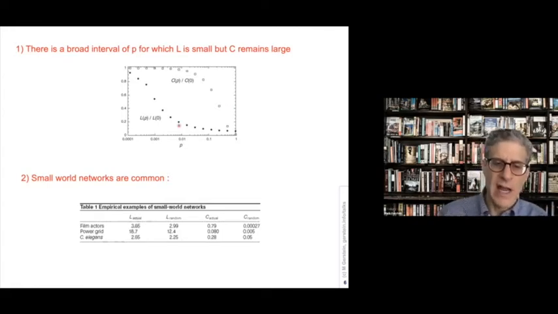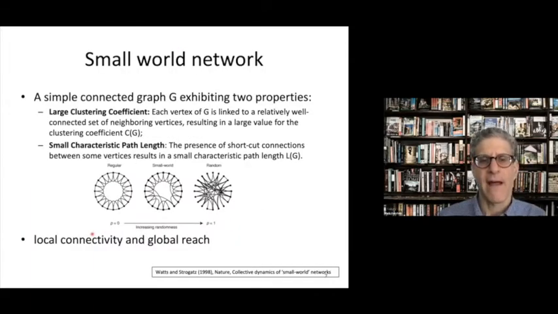And when they talked about this, they looked at some of these famous examples of networks, the network of film actors, the power grid network, the nervous system network, and so forth. And they looked at the clustering coefficient and the shortest path in the network. So the small world network is essentially a thing that has a relatively large clustering coefficient and a relatively small characteristic path length.